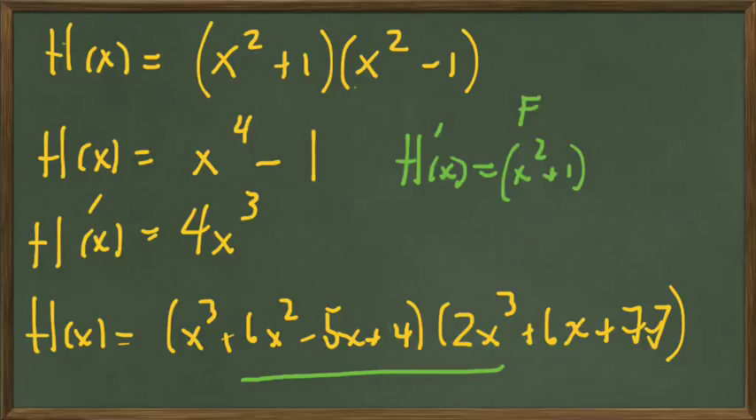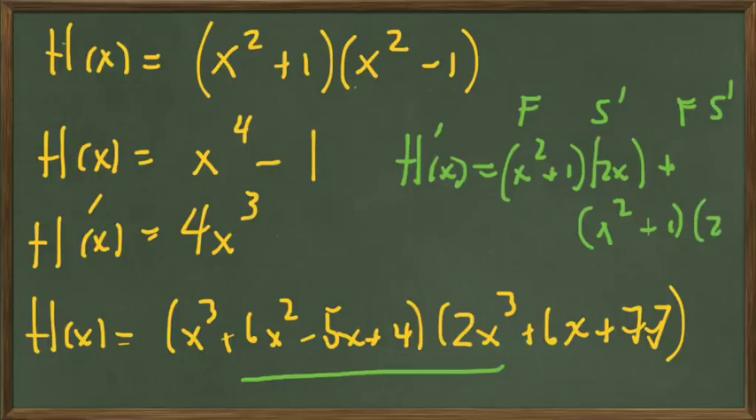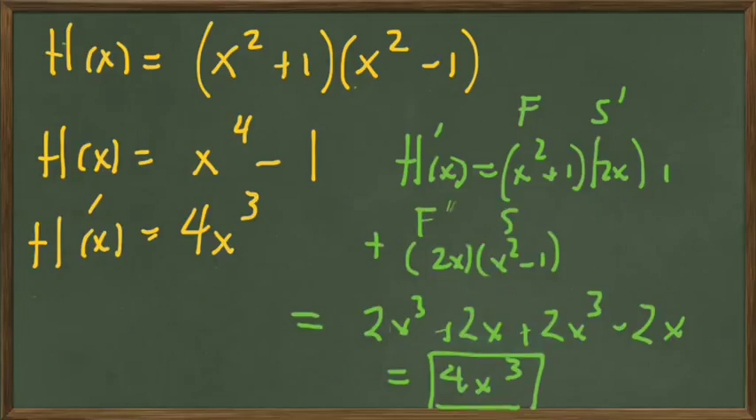just copy that over, f s prime is 2x plus f s prime, which would be x squared plus 1 times 2x. So f s prime is here and f prime s is here, and then if we multiply everything out and collect terms, we see that we get the result. But certainly in a case like this, it's easier to multiply the function out and take the derivative that way.